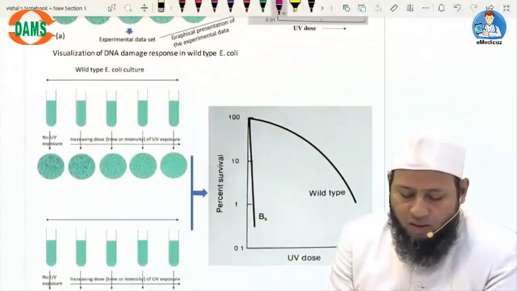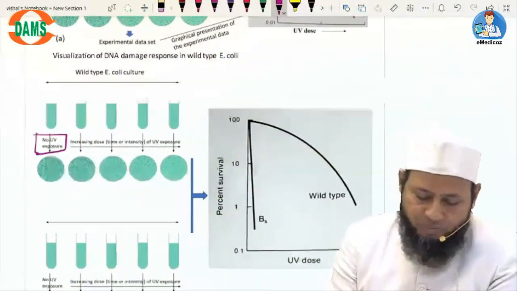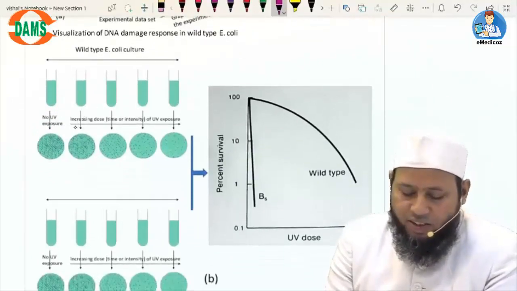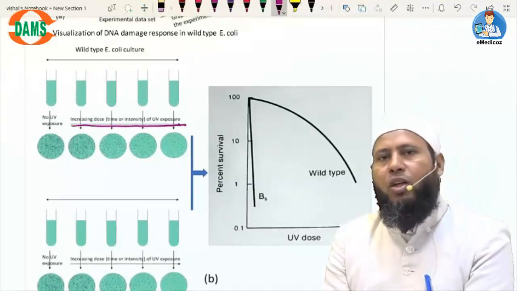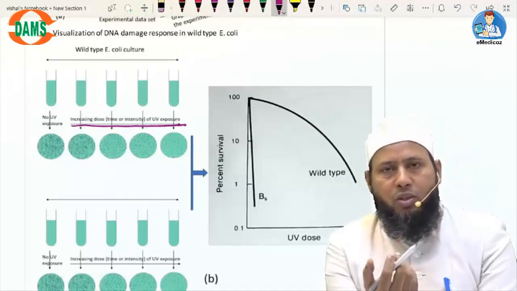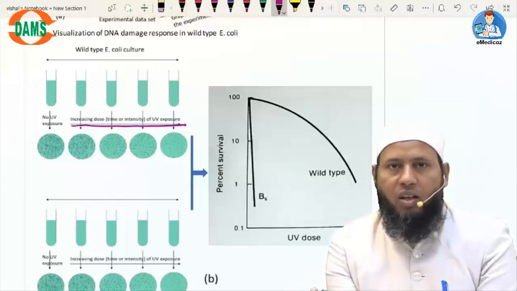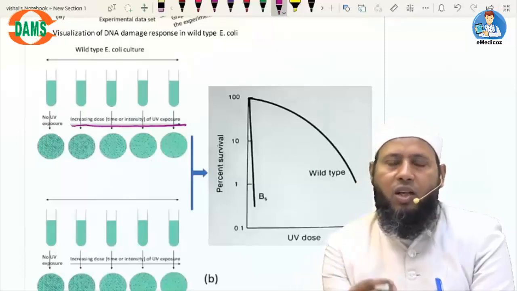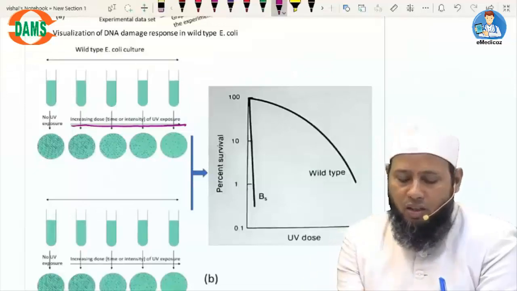So in the reference culture, we do not expose the cells to any kind of UV radiation, and these are the test cultures. In the test cultures, we have an increasing dose of UV exposure. You can increase the dose of UV radiation by increasing its intensity, or you can do the same thing by increasing the time of exposure. Like you keep the culture for 5 minutes and you keep the culture for 10 minutes. The culture exposed to UV for 10 minutes will receive more dose of the UV radiation.